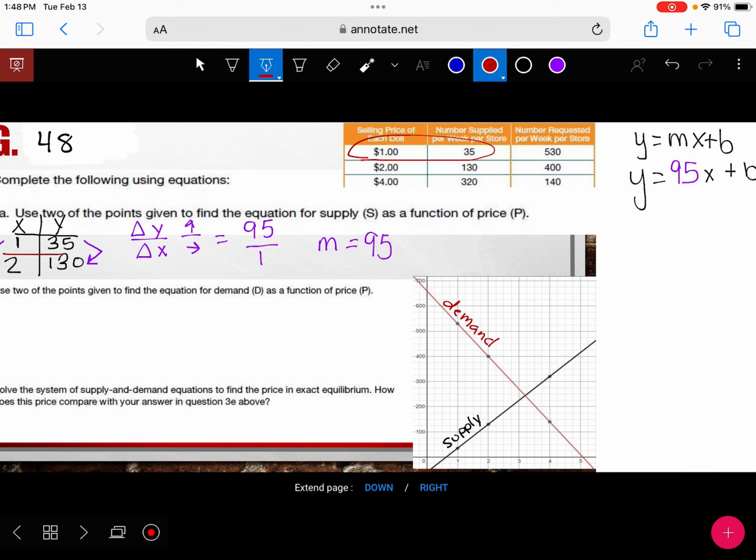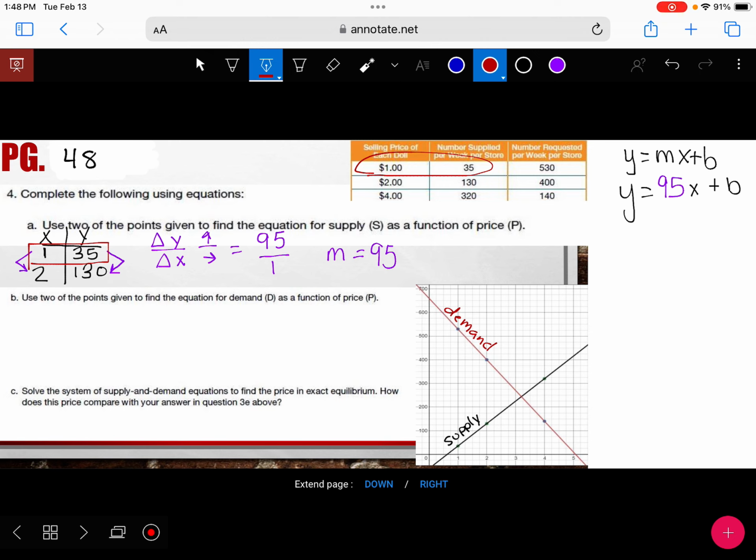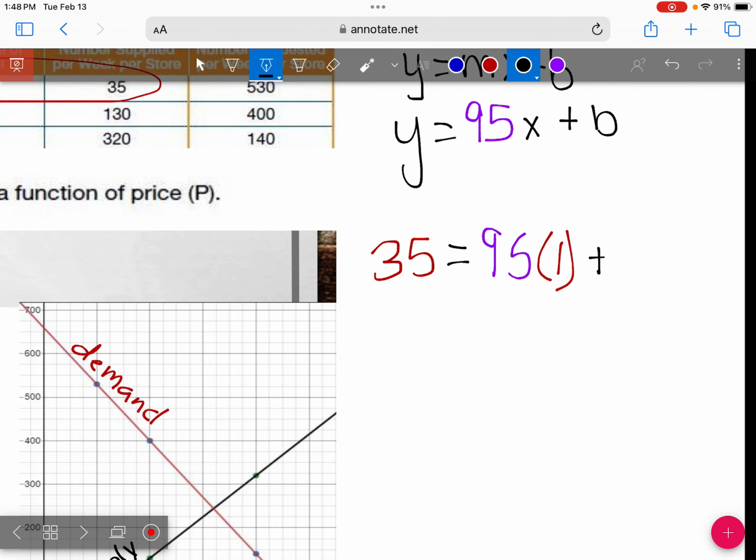Other option, other than filling in the table, because what if we didn't have something nice, is we could take my x and my y. I know x is 1 and y is 35. That is a point on my line. I could substitute in my 35 and my 95 times 1 plus my b. My b is what we're trying to find.